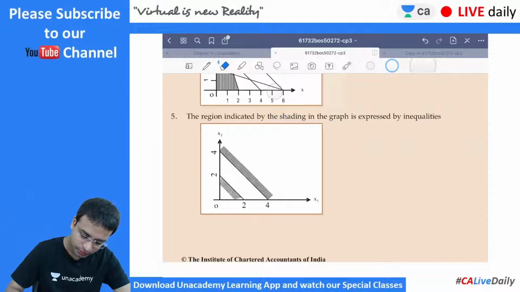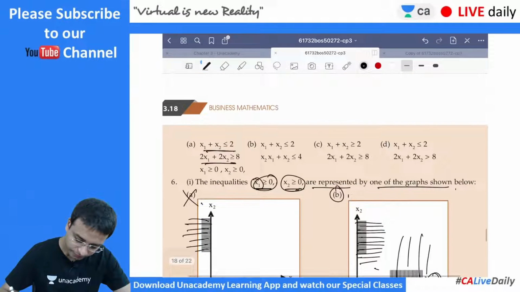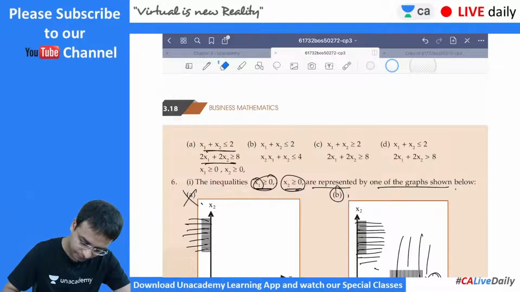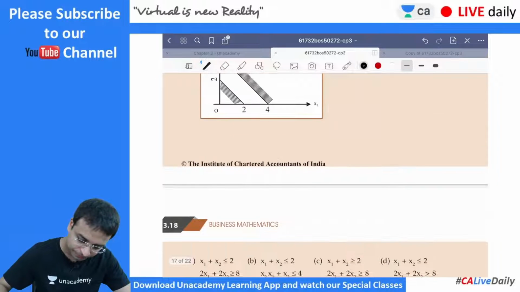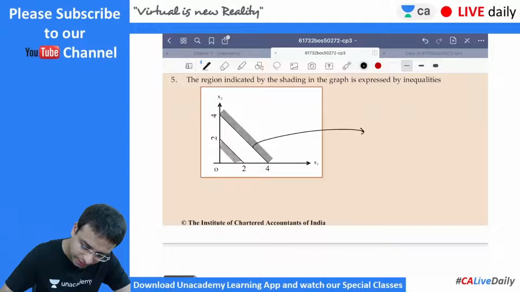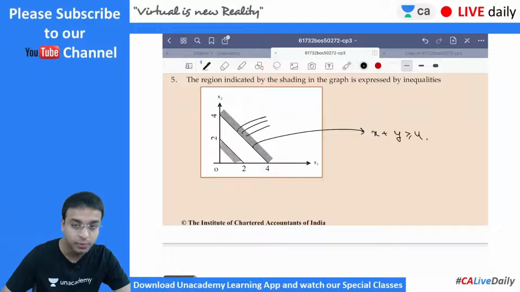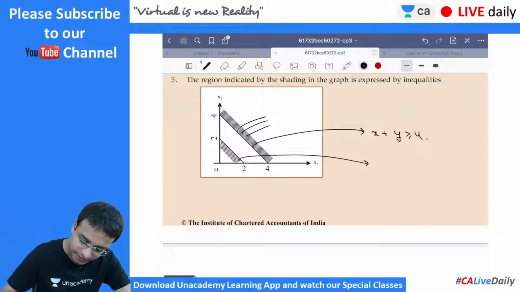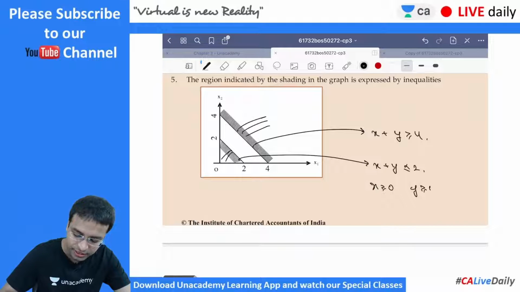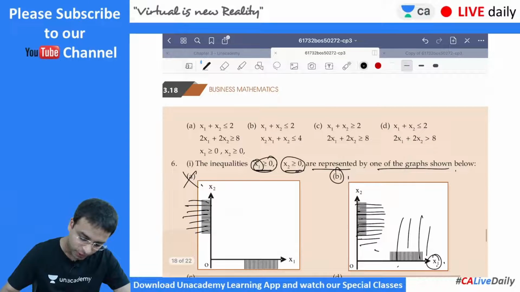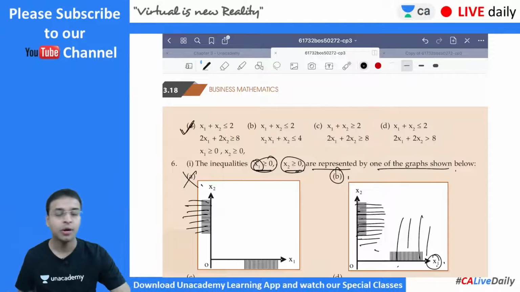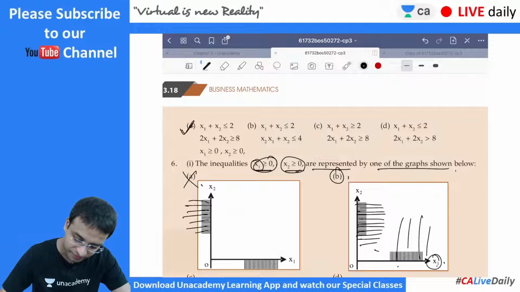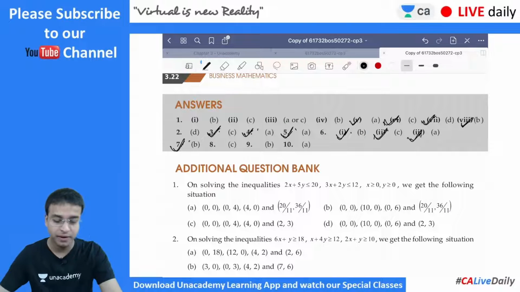Now this line is x plus y greater than equal to 4 because the shading is away from 0, and this line is x plus y less than equal to 2 because shading is towards 0, and of course x greater than equal to 0, y greater than equal to 0 always persists. Option A will be the answer. Right, question number 5 answer is option A. I hope everybody has got it.